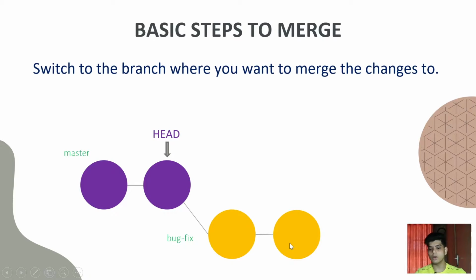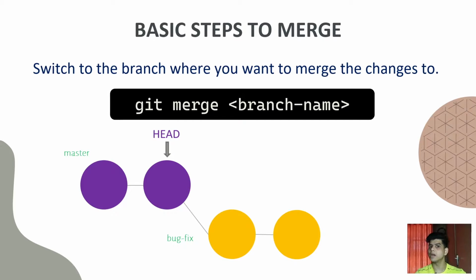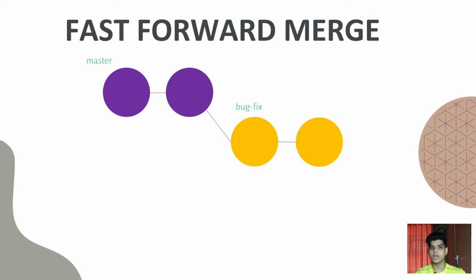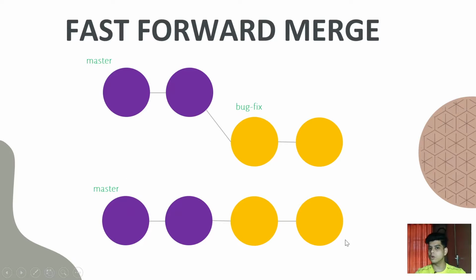Now what you want to do is run the command git merge and the branch name. You are on the receiving branch and this is the incoming branch, so this is where you'll specify the branch name. So git merge bug fix will merge your work. This is a simple fast forward merge that you can see. So what is happening? When we run the git merge command, it will turn into this: both of these commits will come to master. It is as simple as that.